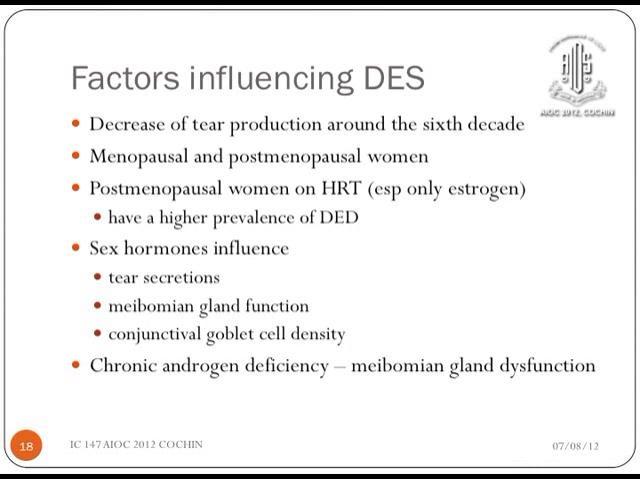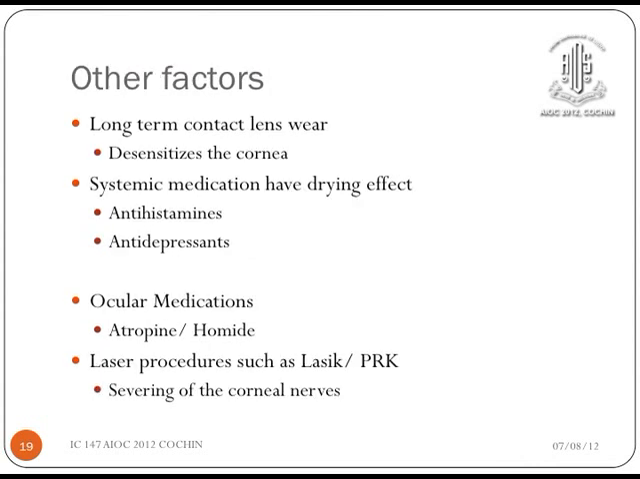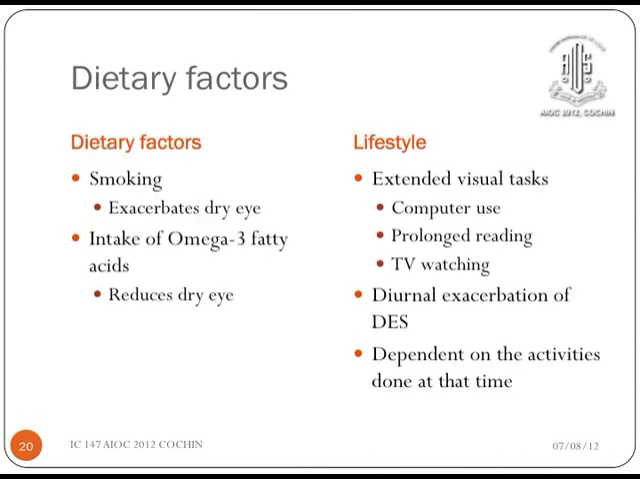Factors which influence dry eye disease are decreased tear production, especially around the 6th decade of life, menopause and post-menopausal women. Sex hormones influence tear secretion, meibomian gland function, and conjunctival goblet cell density. Also, chronic androgen deficiency can affect meibomian gland dysfunction. Other factors include long-term contact lens wear, use of systemic medications, ocular medications such as atropine which has sympatholytic activity, and laser procedures. Dietary factors such as smoking exacerbate dry eye.